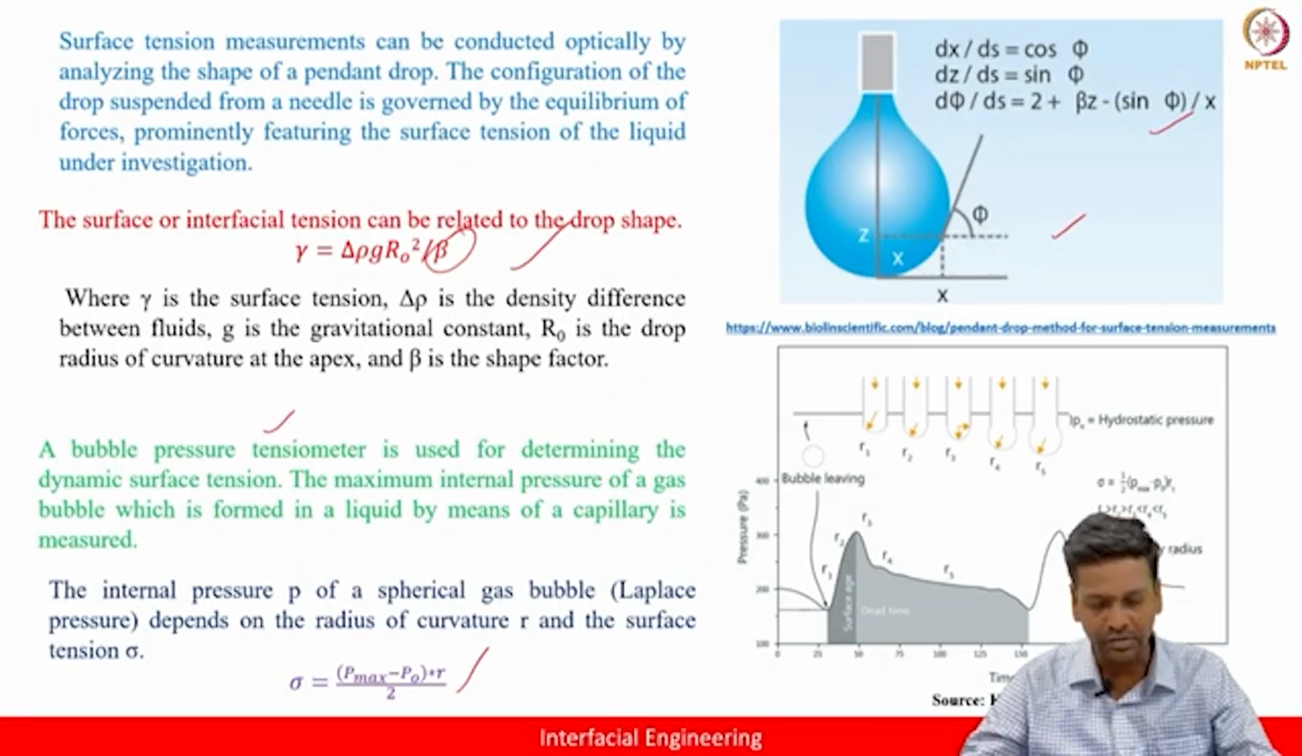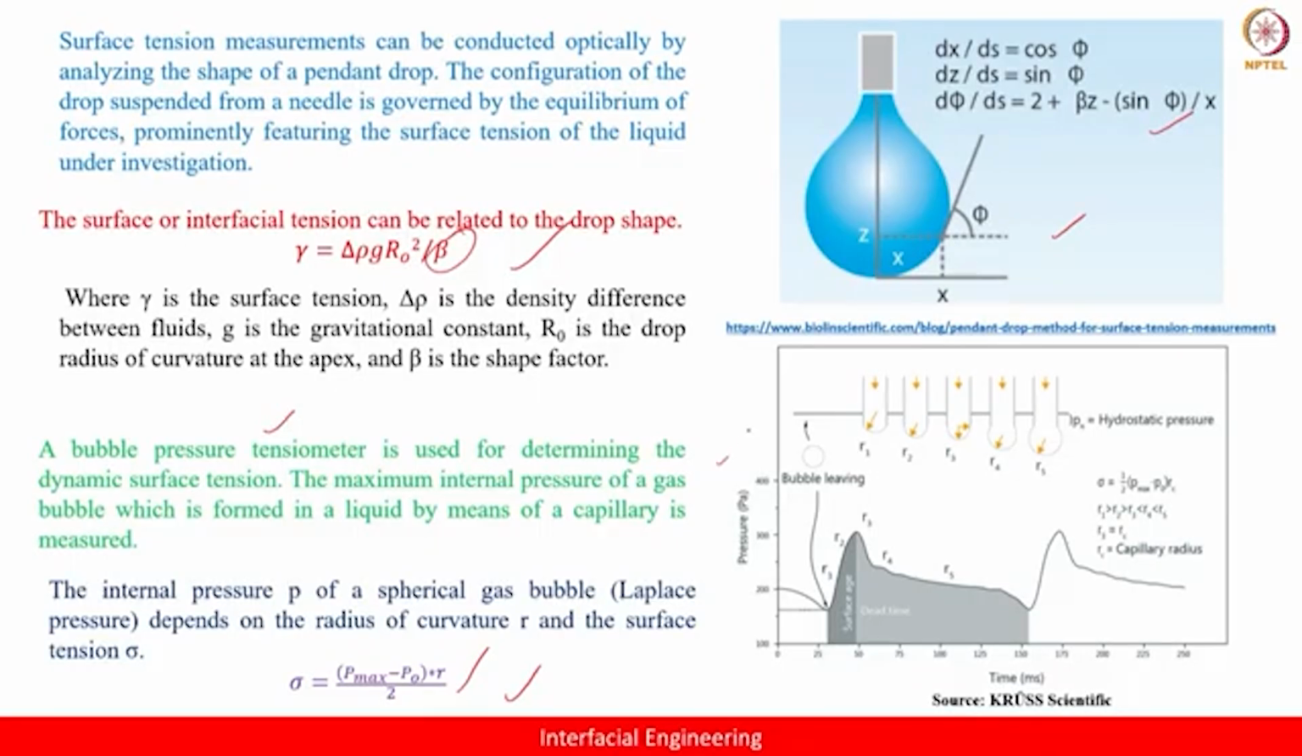This device helps us perform dynamic surface tension measurements. Okay, so by calculating the maximum internal pressure of a gas bubble, we can calculate the surface tension using this relation. Okay, all right. So this schematic we have already seen during one of our lectures in module 2.